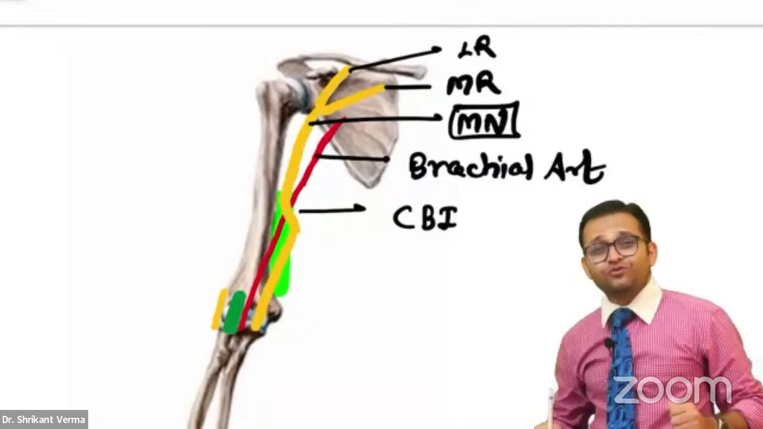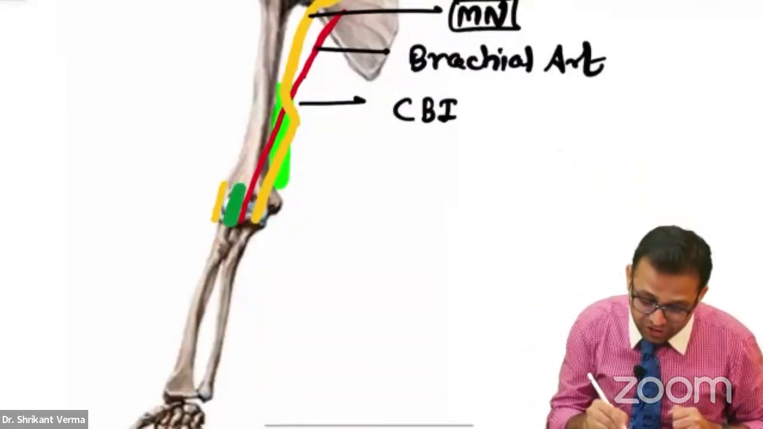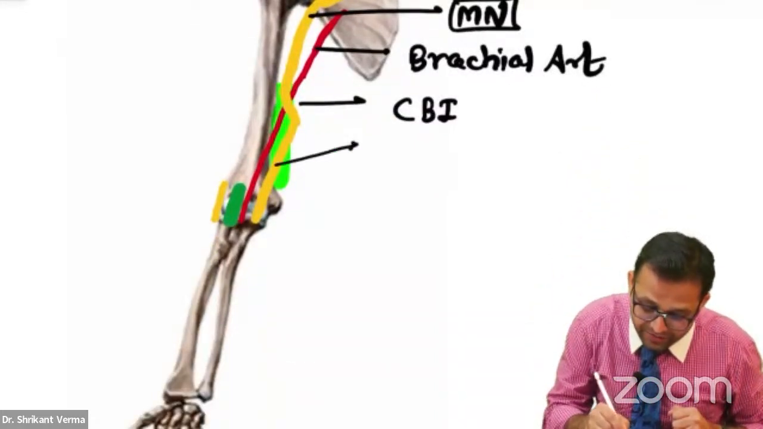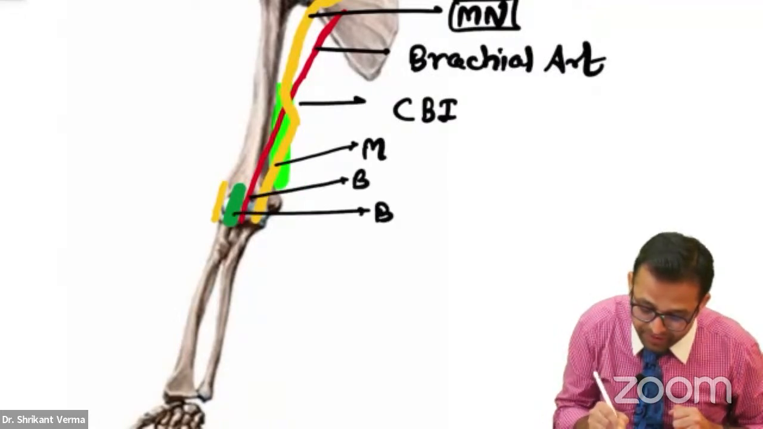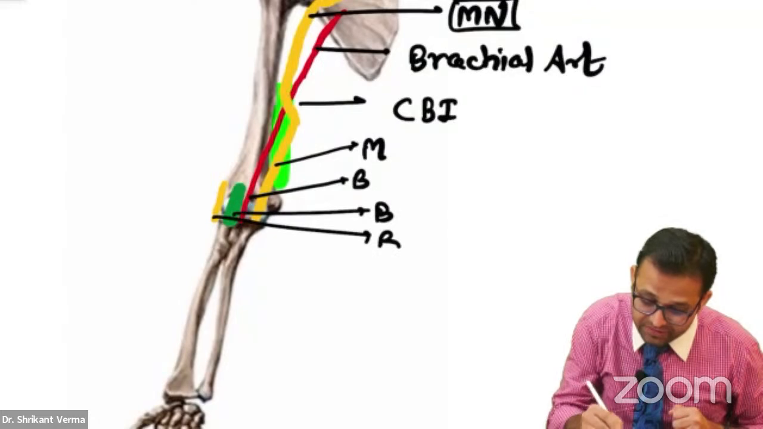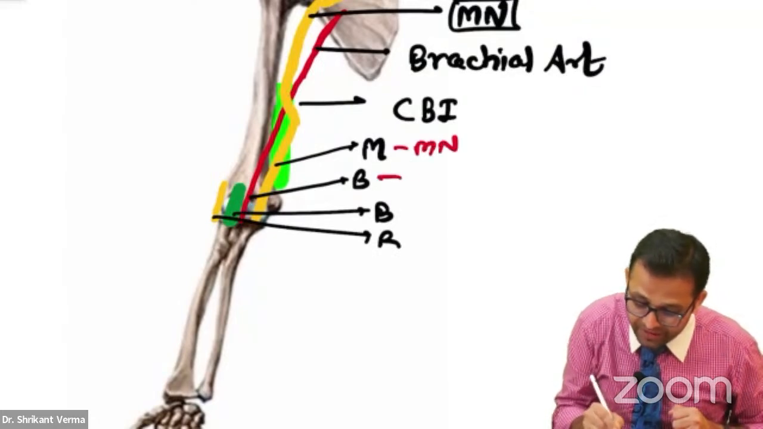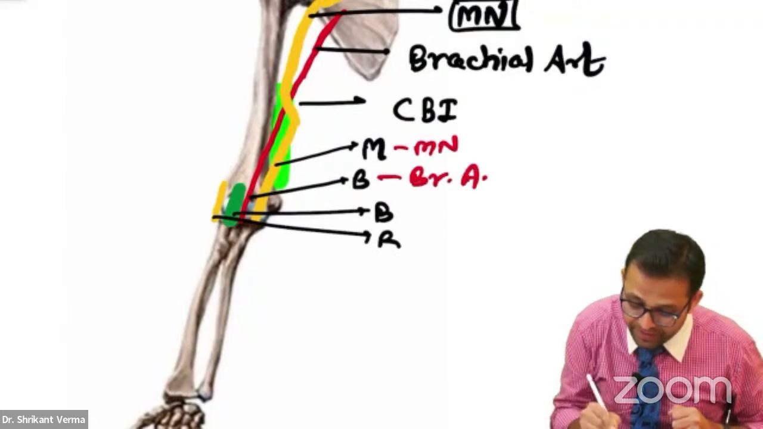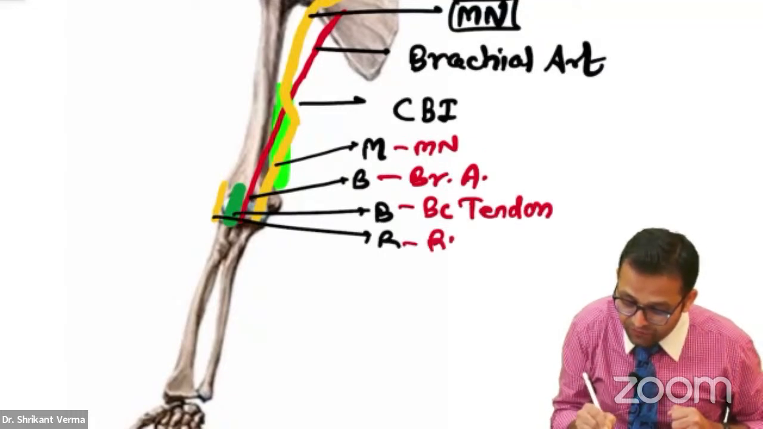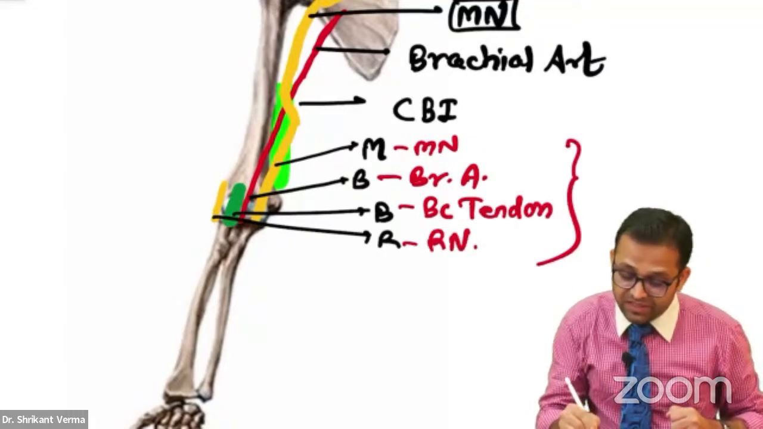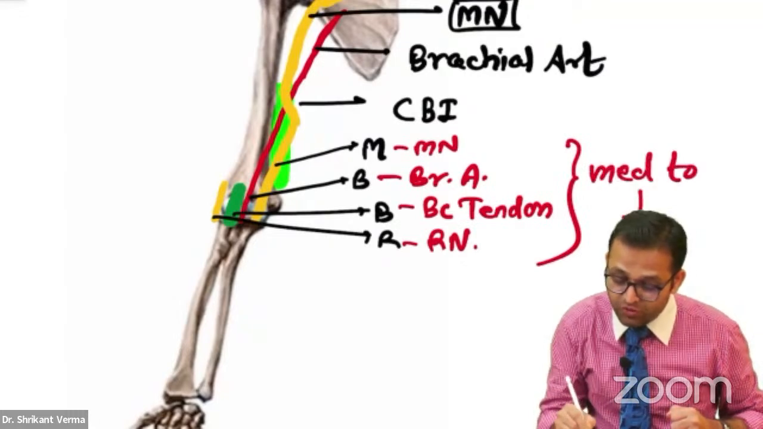Very important viva question. And here in the cubital fossa, we all are aware, sir, relation is M, B, B and R. Sir, M for median nerve, B for brachial artery, B for biceps tendon, and R for radial nerve. These relations are from medial to lateral.